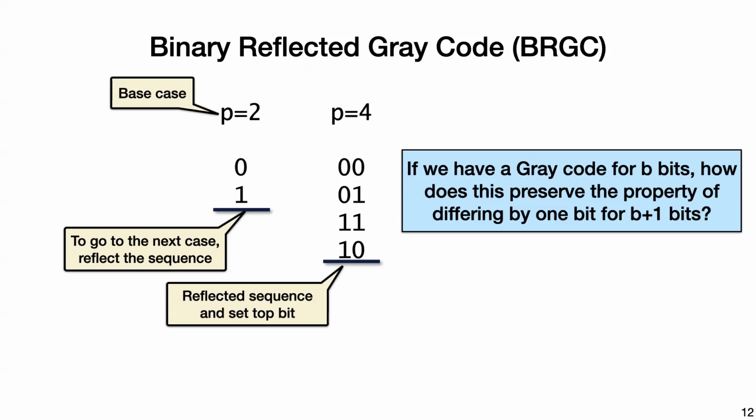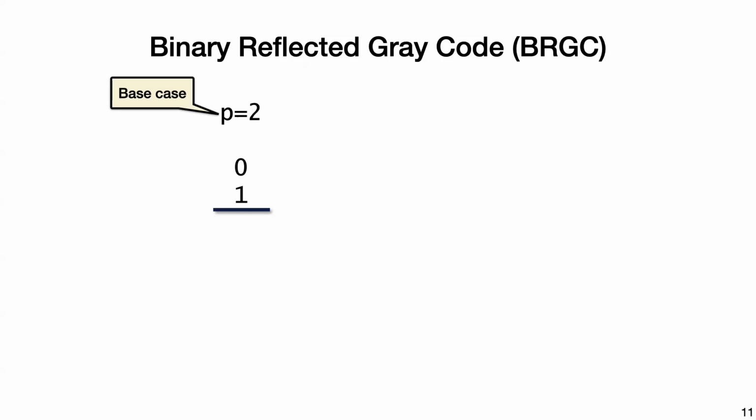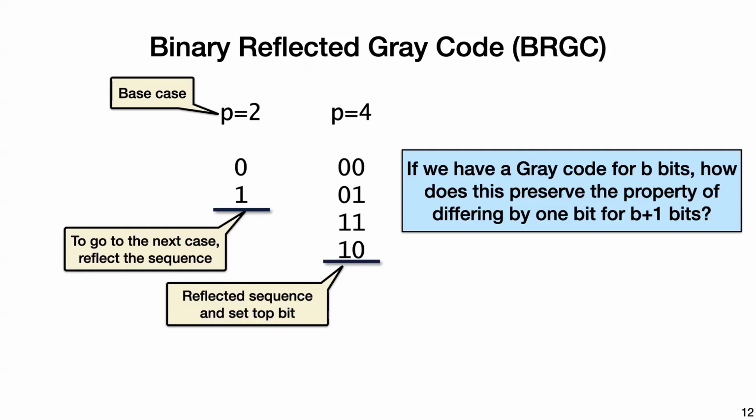So in p equals 2, we just had 0 and 1. And then in p equals 4, just ignore the top bit for a second. What are the lower bits here? It's 0, 1, 1, 0. So this is 0, 1, and then we flip this, so it becomes 1, 0. And in the top half, now you need 2 bits, because you have p equals 4. So you set the top bit as 0 in the first half, and then you set it as 1 in the second half.